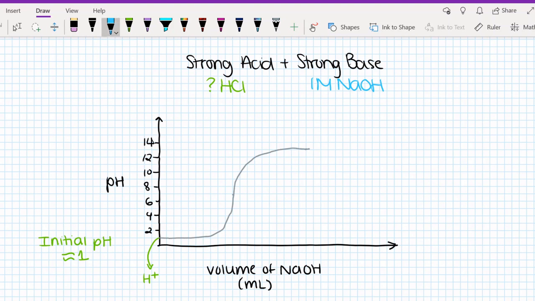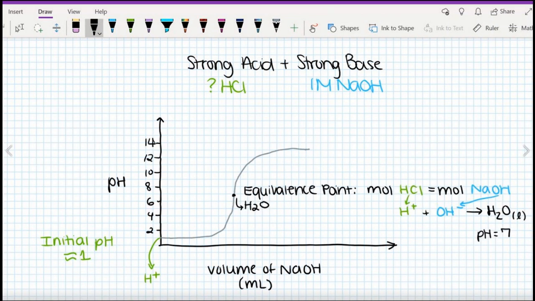In the middle of the titration curve, there is a sharp increase in pH as the flask changes from acidic to basic. This middle point is called the equivalence point. Here, there are equimolar amounts of acid and base. Since there are equal amounts of acid and base, they will react completely, producing water. For a strong acid and a strong base, the pH equals 7 at the equivalence point.